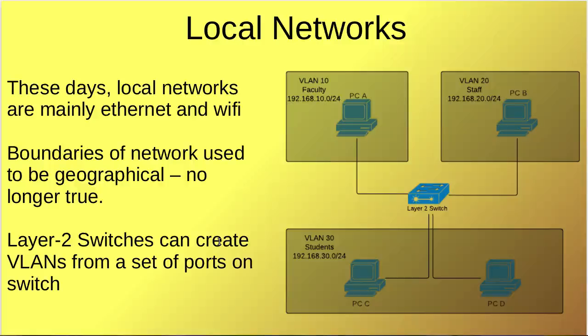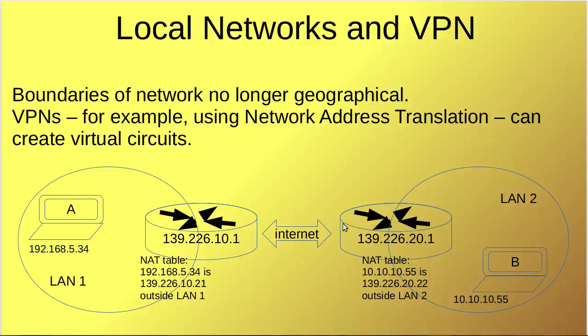Okay, so these days local area networks are mainly Ethernet and Wi-Fi. The boundaries of these networks used to be geographical, but that's no longer true. These days you can have layer 2 switches that can have virtual LANs from a set of ports on a switch. So for example, if you have a layer 2 switch with VLAN capability, some of the ports may belong to VLAN, let's say 30, another set of ports might belong to VLAN 10, another set of ports to VLAN 20. And it turns out each one of these VLANs can be connected to each other using a router, but you do have to have a router between these ports, and so you'd have various routers connecting these 3 virtual LANs. That's managed by one switch. So a lot of switches these days come with this capability.